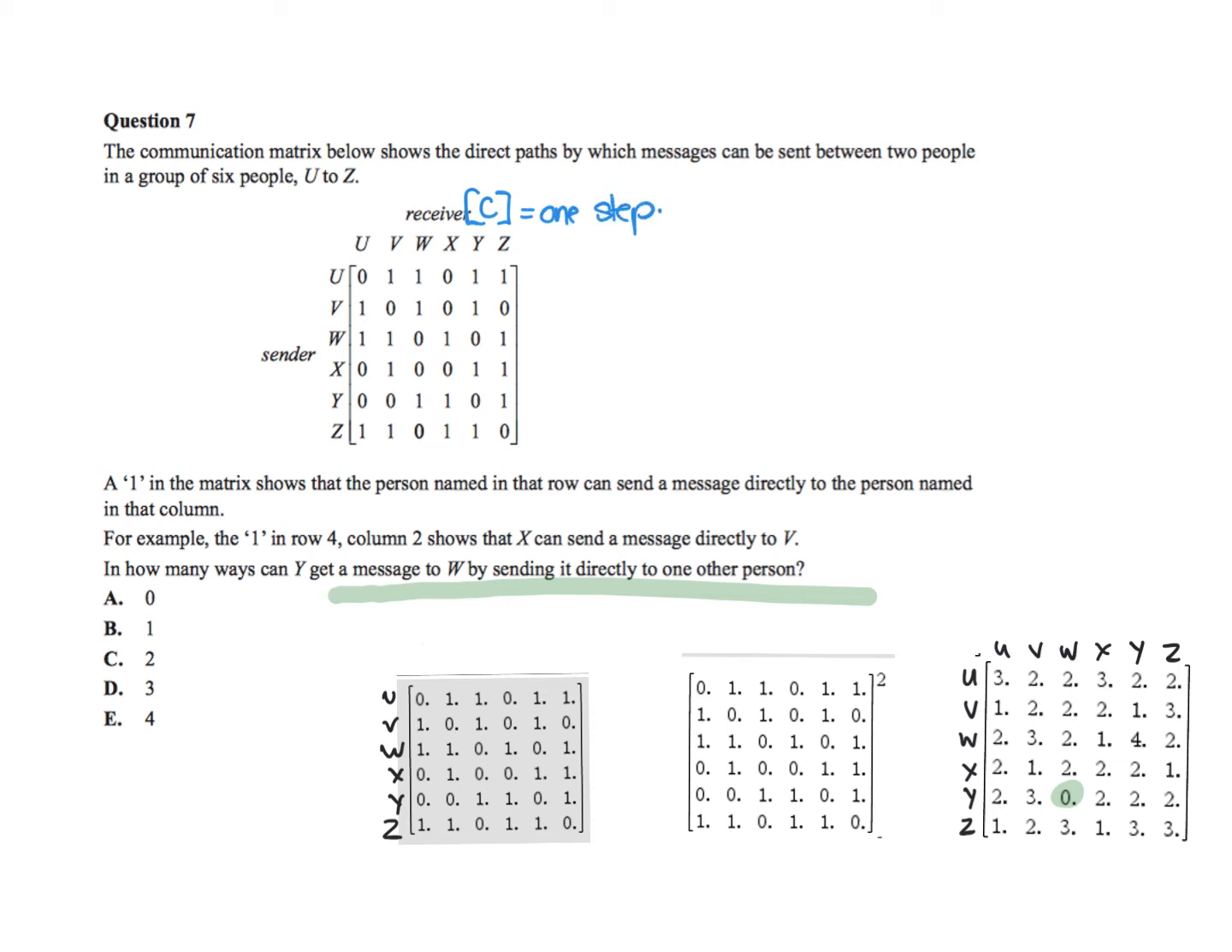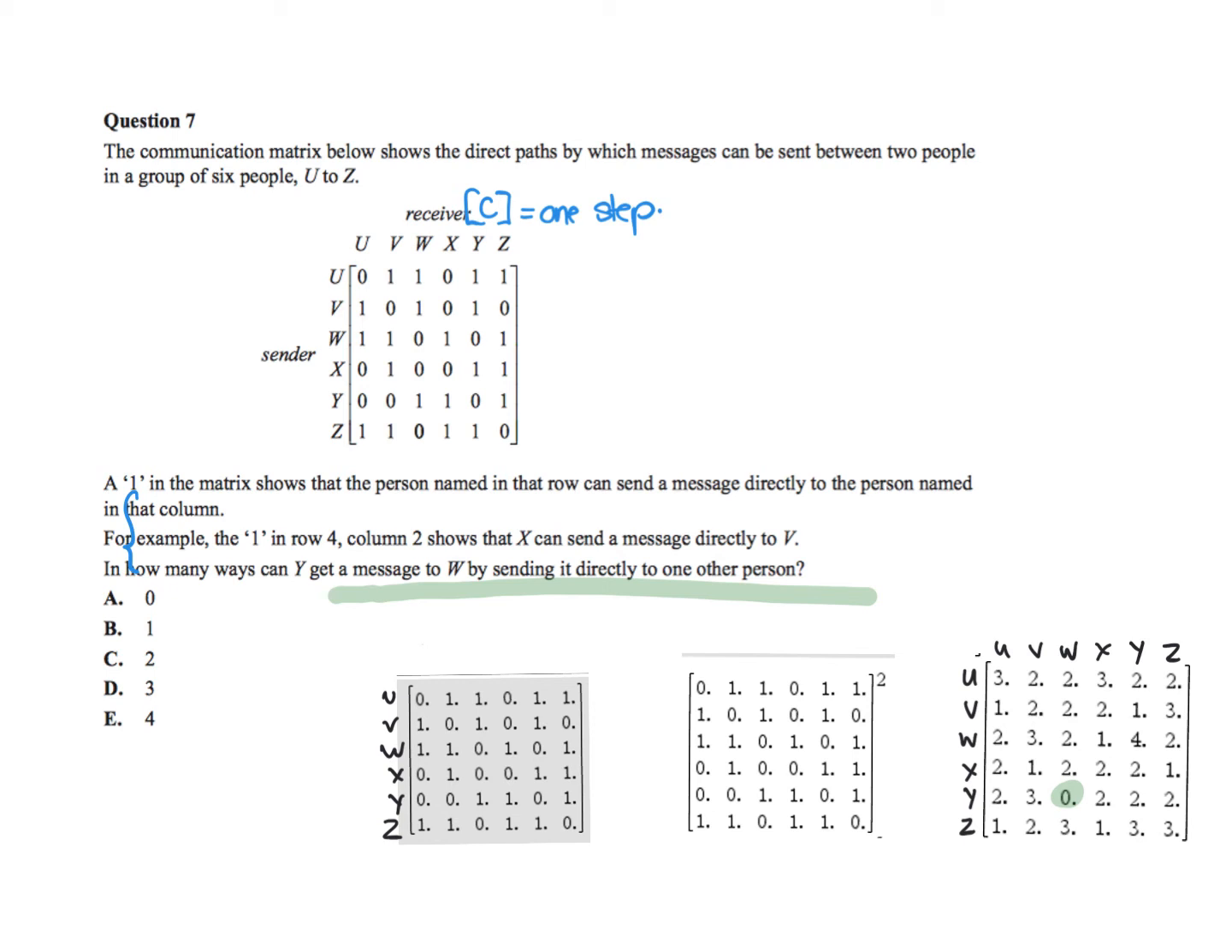And then it will tell you the rule behind it, which we've already explained to you. It'll say that if there's a 1 in the matrix, it means that person can directly talk to the other person. Then they'll give an example. So for row 4, column 2, that shows X can send a direct message to B. All of that blurb there, don't worry, that's just the normal rule, yeah? We already know that, but they have to write it out.